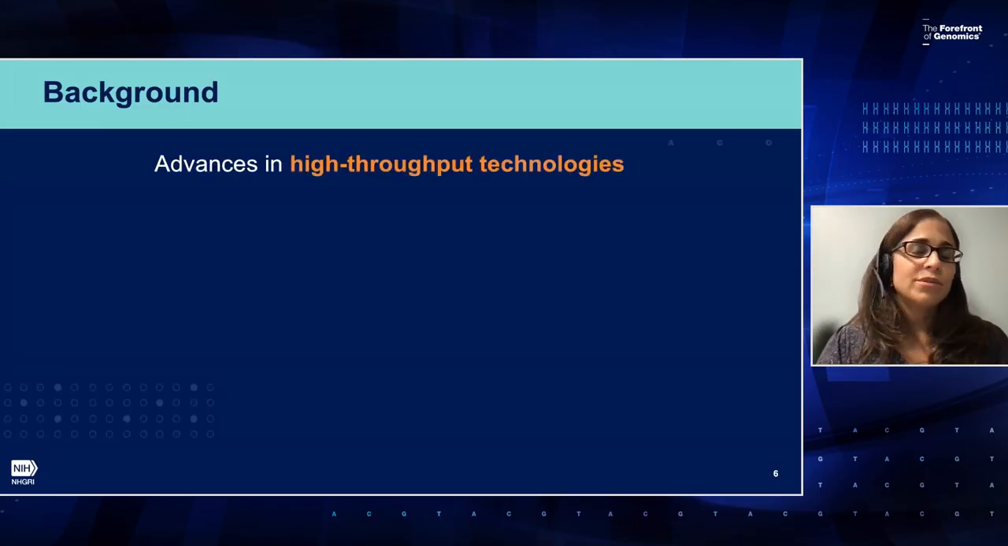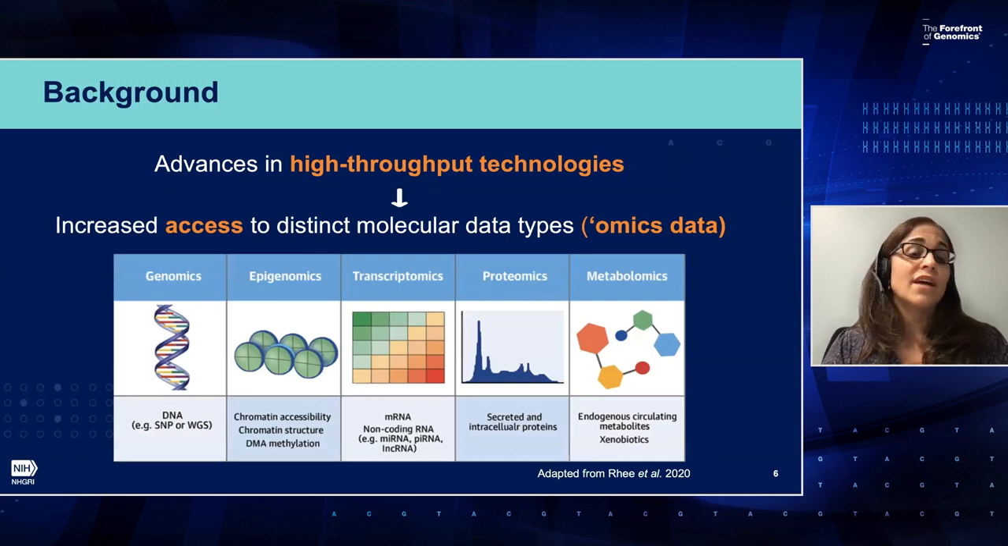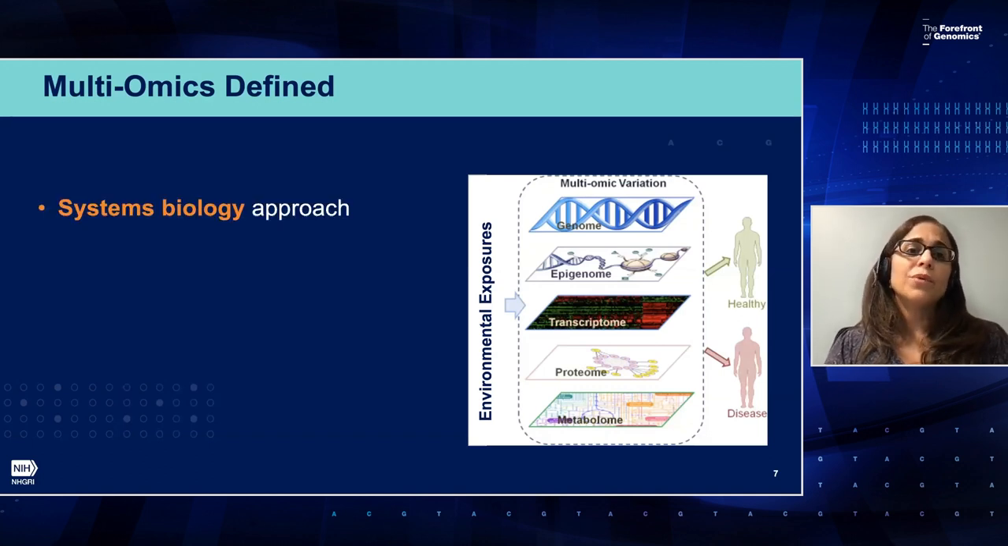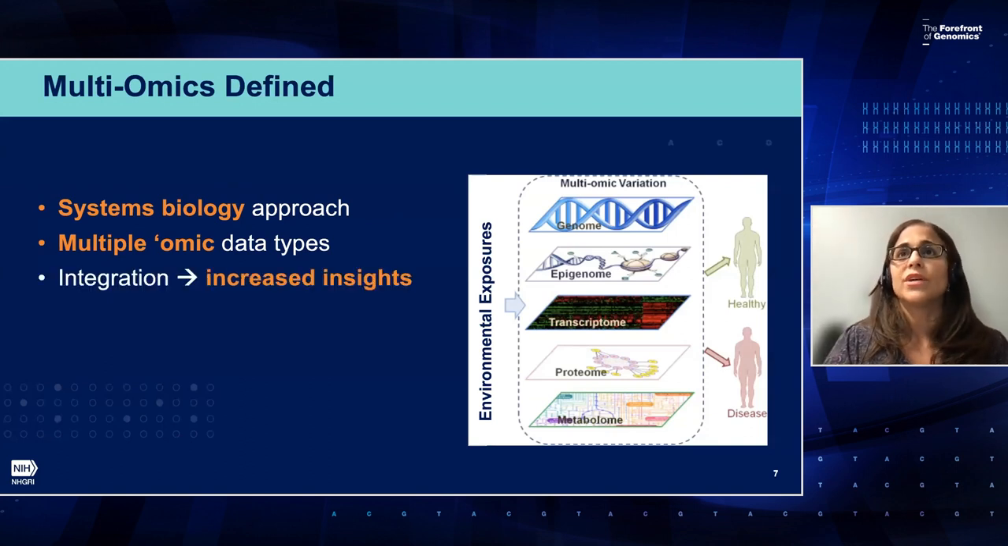As most of you are no doubt aware, recent advances in high throughput technologies over the years have led to increased access to distinct molecular data types, or omics data, and some of which are noted here: genomics, epigenomics, transcriptomics, proteomics, and metabolomics. And the funding opportunity announcements we are discussing today are focused on multi-omics, which we are defining here as a systems biology approach, where the focus is on the biological system as a whole, where the multiple omic data types are of interest, and the expectation is that the integration of all these data types will provide insights that go beyond what each single omic type alone can produce.